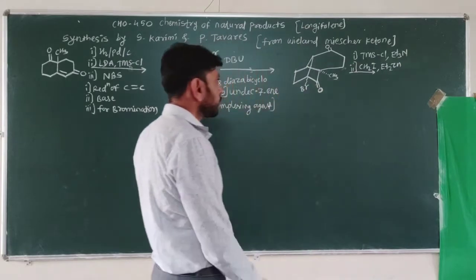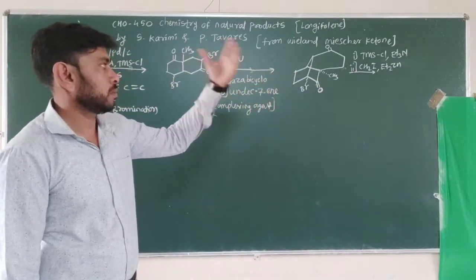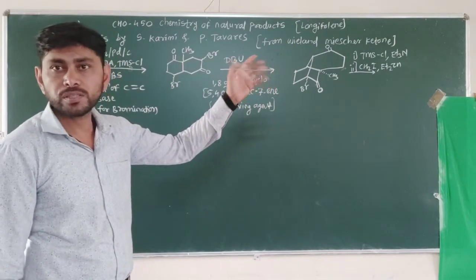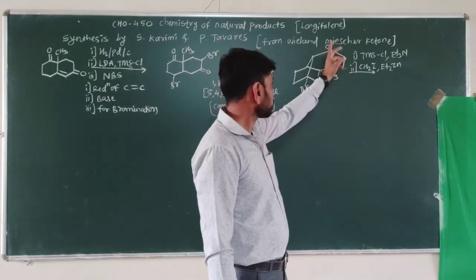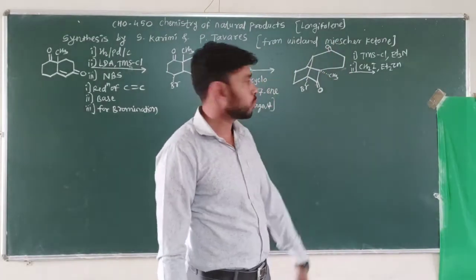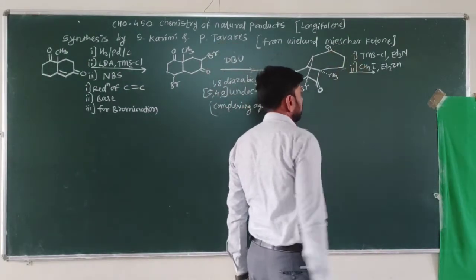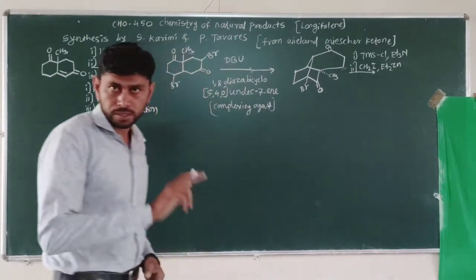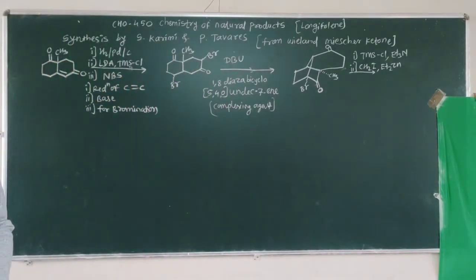CH2I2 in the presence of Et2Zn. So actually this forms the carbene species. That carbene species interacts with the double bond formed here, and then reacts and forms the three-member species, which is called a cyclopropane ring. So the cyclopropane ring forms here.